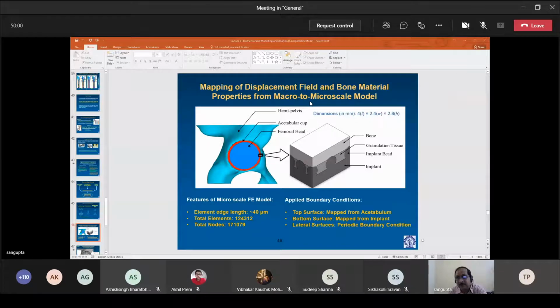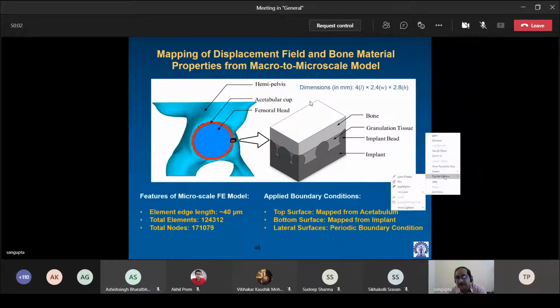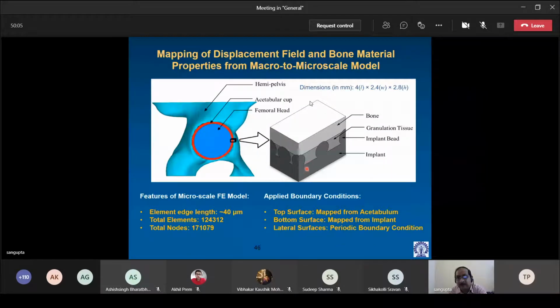So this is the implant body, but within the body the beads are integrated, okay? And you have the bone on the top. So this is the implant-bone interface. But between bone and the implant, you have this interbead spacing, and the granulation tissue is filled within this interbead spacing, okay?